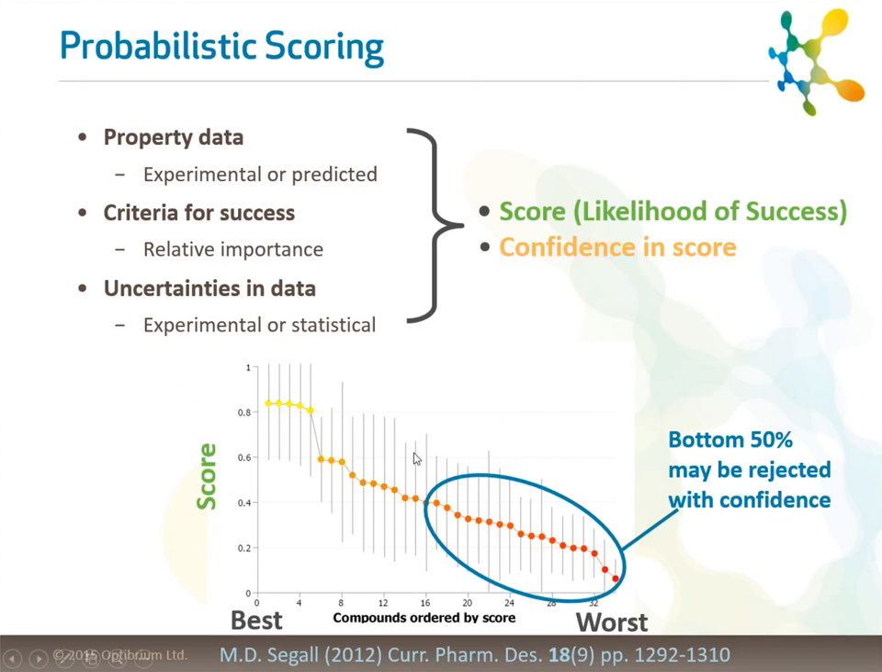On the other hand, at roughly 50% here, you see the error bars don't overlap, so we can reject those with confidence, save that time and effort, and maybe explore this chemistry further, gain some additional data, or try some other compounds.